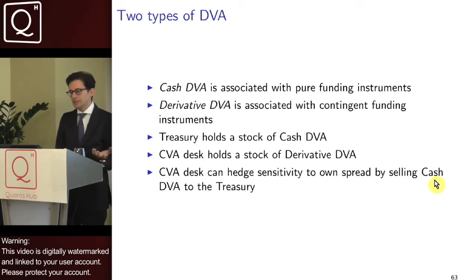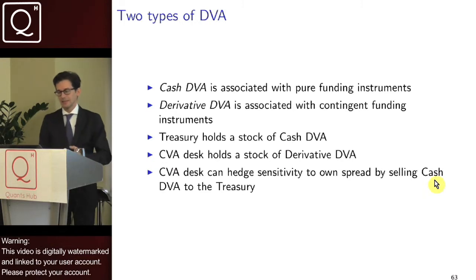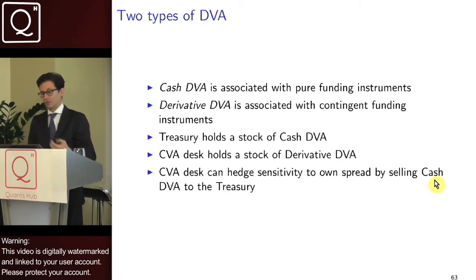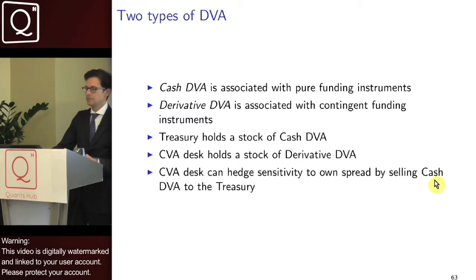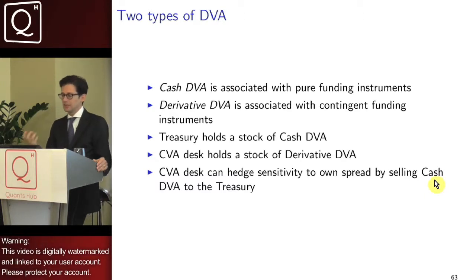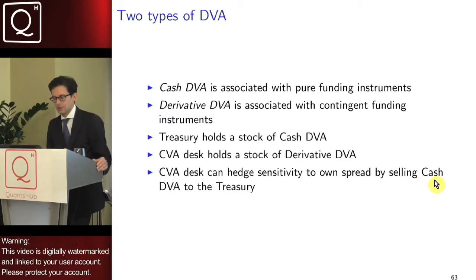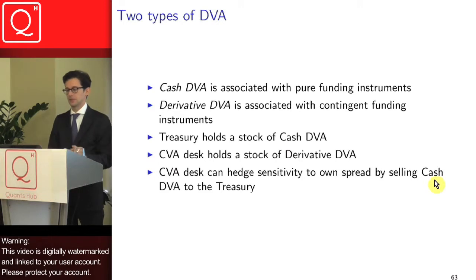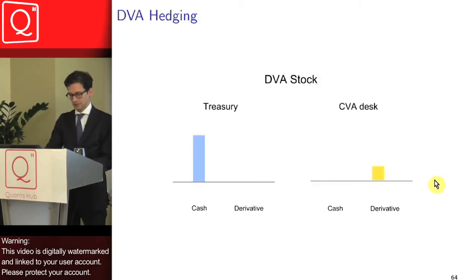So typically, the treasury of a business, even if it's not a bank that deals in derivatives, holds a stock of cash DVA. They issue bonds or loans, let's say, and they buy some cash DVA, while the CVA desk takes on the stock of derivative DVA, the DVA that comes from these contingent funding exercises that are bilateral derivatives. So one way the CVA desk can hedge this type of sensitivity and this type of negative theta is by selling some cash DVA to the treasury. So let's see how this can actually work with a simple diagram.